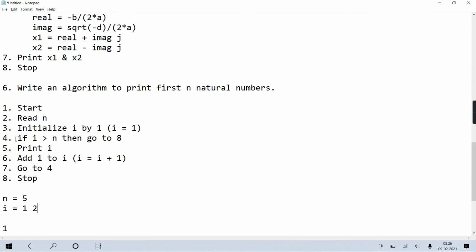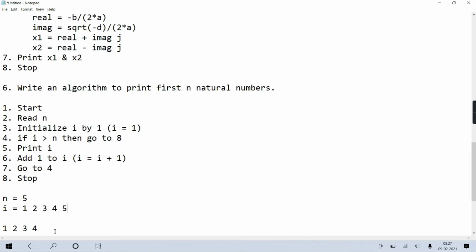After that it comes back to step 4, where it checks I greater than n. Is 2 greater than 5? No. So print I, increase I by 1, come back to 4. Is 3 greater than 5? No. So it prints 3, increments it by 1, making it 4, and comes back to the 4th step. Is 4 greater than 5? No. Print it, make it 5, and come back here.